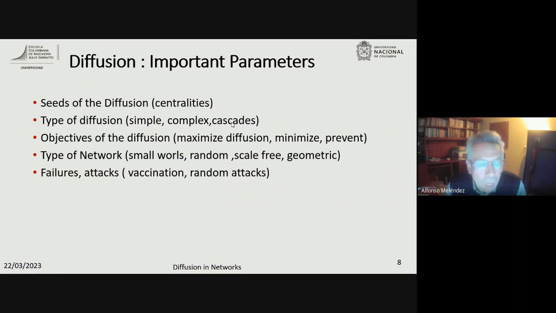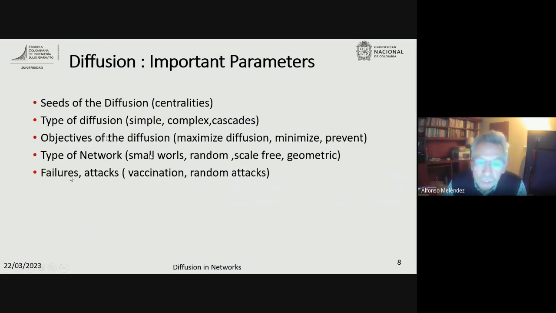Okay. Objectives of the diffusion. Sometimes you want to maximize diffusion, when there's a rumor. But sometimes you want to minimize the diffusion, when there's a disease. And sometimes you want to prevent the diffusion. Okay? So there are different objectives of the diffusion.